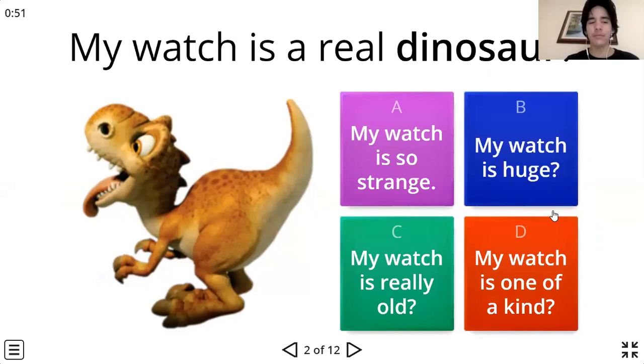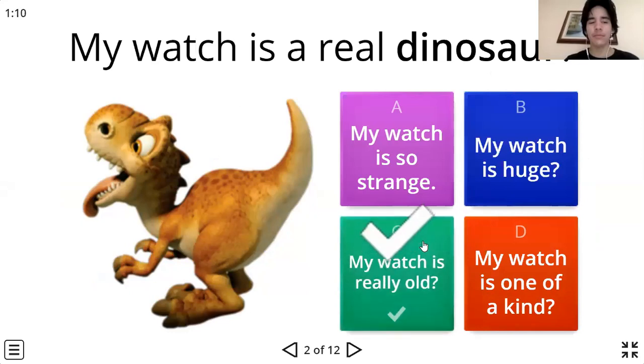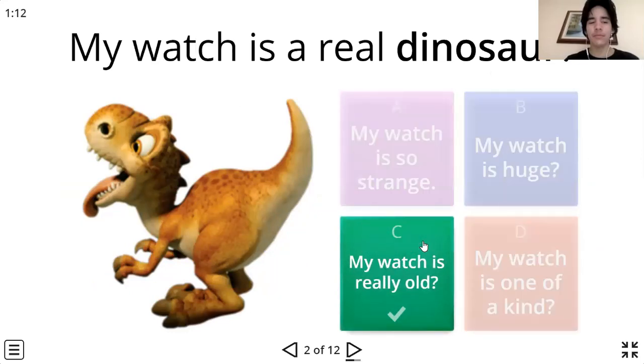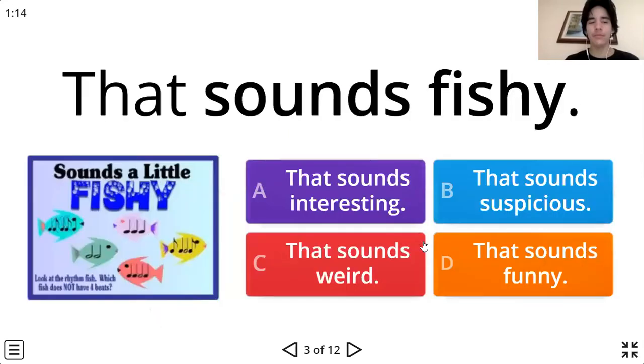My watch is a real dinosaur. Newton, what do you think that means? Is it strange, huge, really old, or one of a kind? Really old. It's really old. I have 2 Newtons, yay! Oh my God, okay. That's what it says. Really old, let's listen to Madeline. Yes, very good. It's really old.